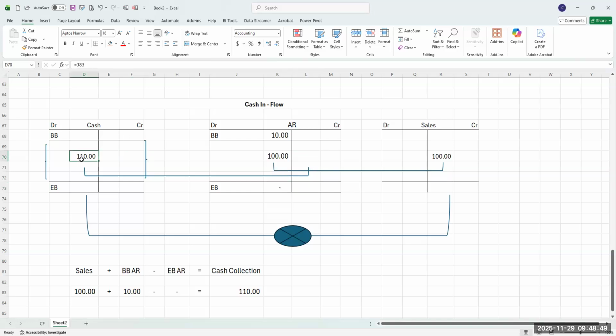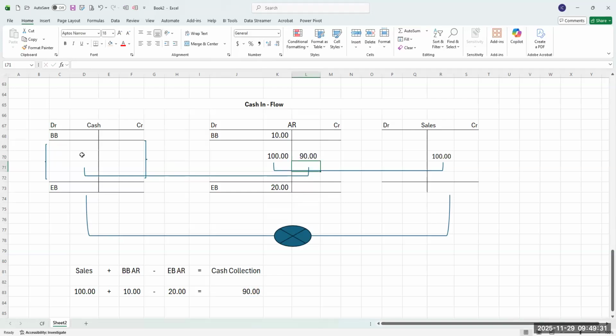Let me delete those. Ending balance is 20. How much cash I collected? 90. Can you actually see it? Why is 90? Because beginning balance is 10, ending balance is 20. So my accounts receivables increase with $10. What that means? I'm not collecting $10 from my current sales. My current sales are 100, so that means I'm collecting only $90.